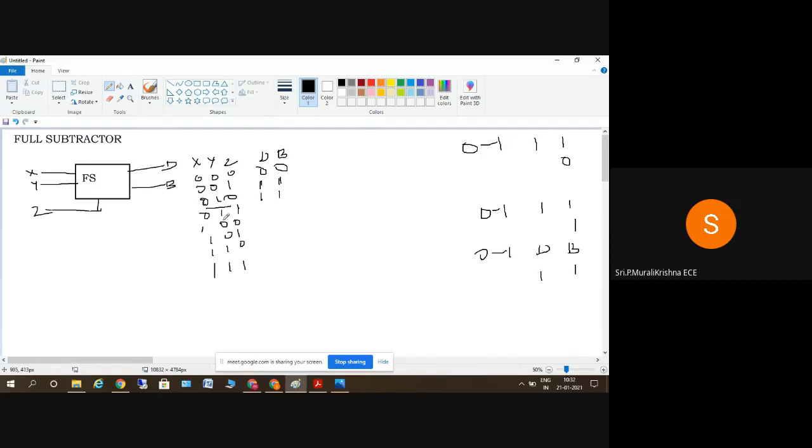Okay, and I have to subtract from the difference here. So 0 minus 1 gives difference 1 and borrow 1, and I have to subtract 1 from the difference here. Minus 1 is the same, so difference is 0, borrow is 1. Okay, so difference is 0, borrow is 1. Clear? Please make sure. If it is not clear, I'll draw the table neatly. It is a simple thing, but you may get confused.